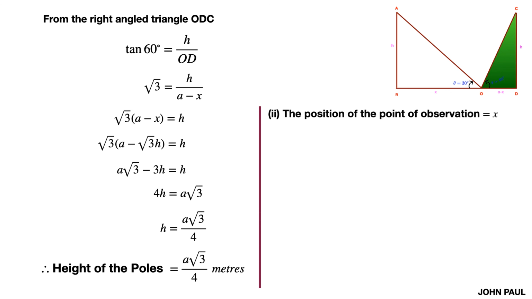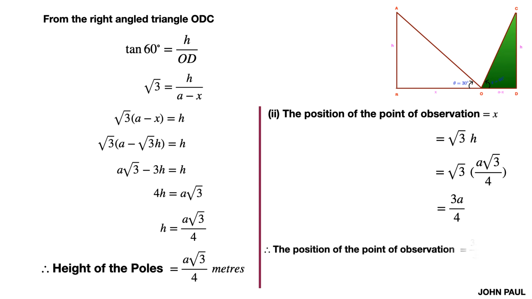Second one, the position of the point of observation, we will consider this as X. X is nothing but root 3 H. H is replaced by A root 3 by 4. Now multiplying, 3A by 4. Therefore, the position of the point of observation, we took the distance as X and we found it as 3A by 4 meter, from one pole.